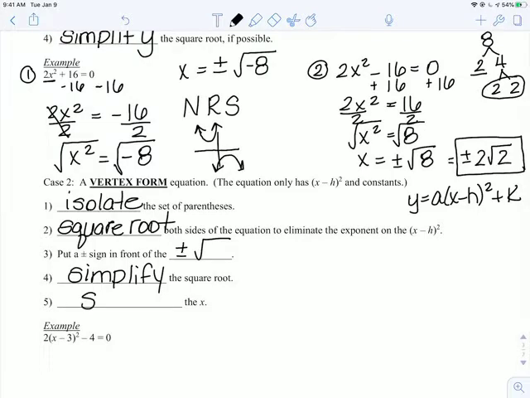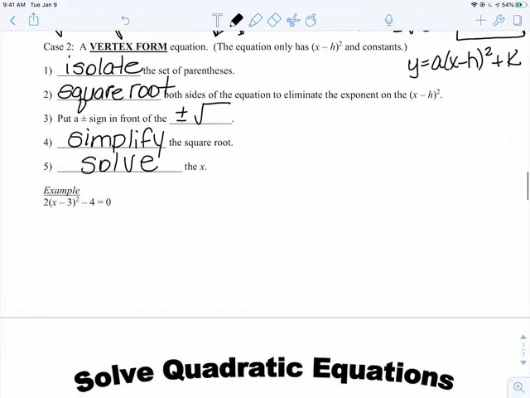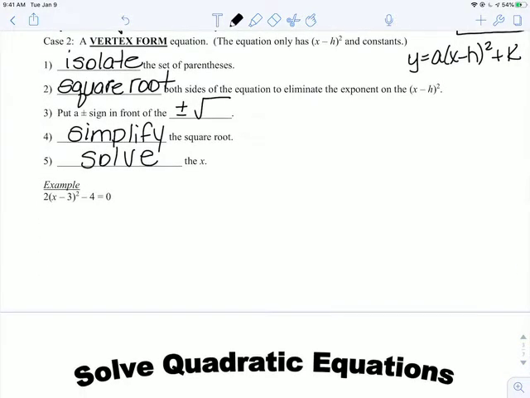And then one additional step that you'll have in this particular example that we didn't have in the previous examples is to solve for the x. And I'm going to work a problem so you'll have a chance to see what it looks like. So here's an example of a problem that's in vertex form.